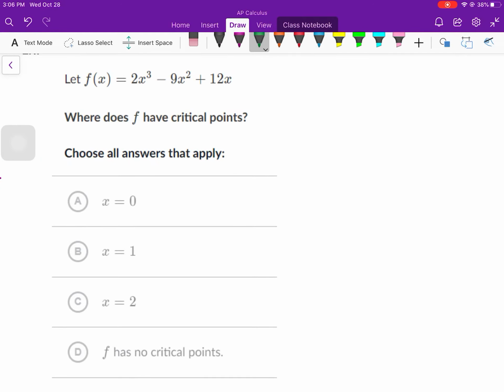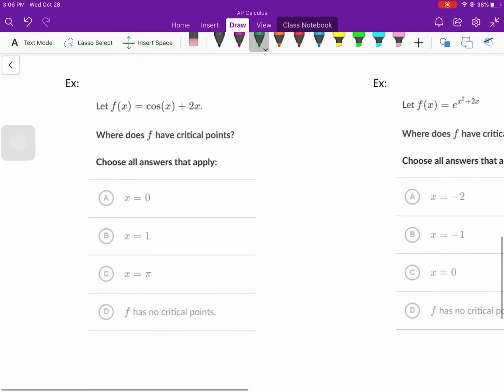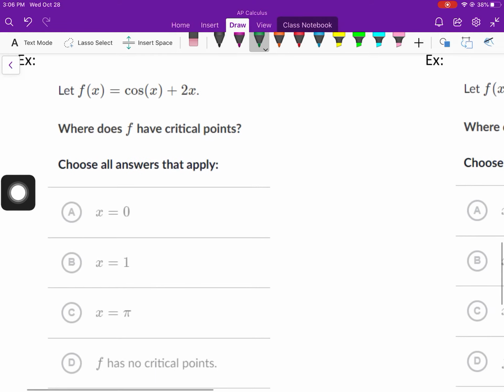Find the derivative, set it equal to 0. It's going to be a quadratic, so you're probably going to get 2 answers out of that one. And I'll give a detailed solution of that later. Let's go ahead and do the trigonometry one.